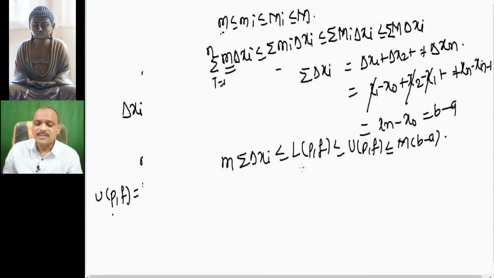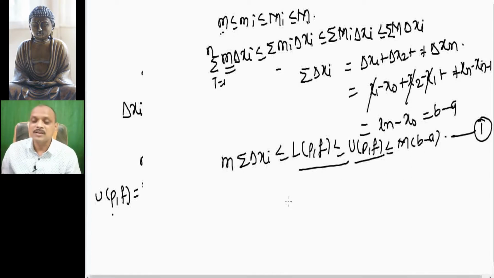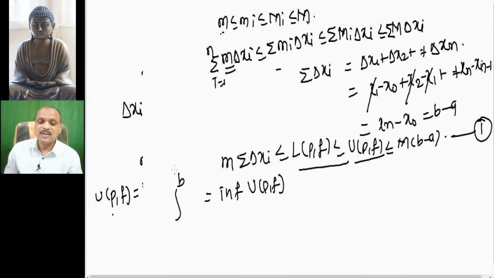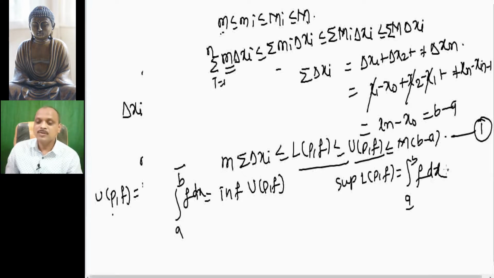And friends, here you can see that for the upper sum and lower sum, this is an important inequality. Remember this, we require this for further calculations. Now we have seen that the infimum of the upper sum is called the upper integral. This is the symbol of the upper integral. The supremum of the lower sum is called the lower integral. We have this symbol for the lower integral.